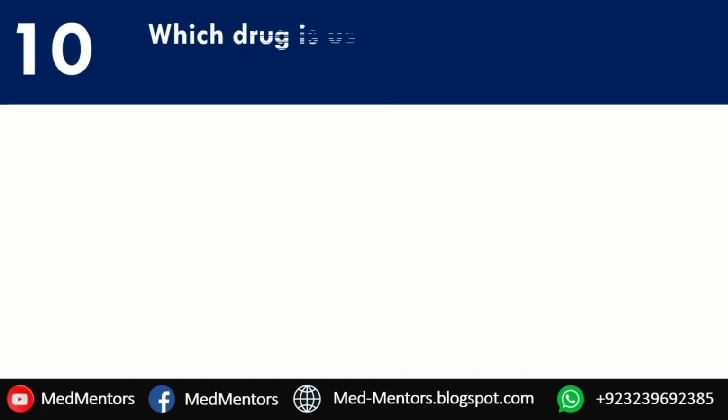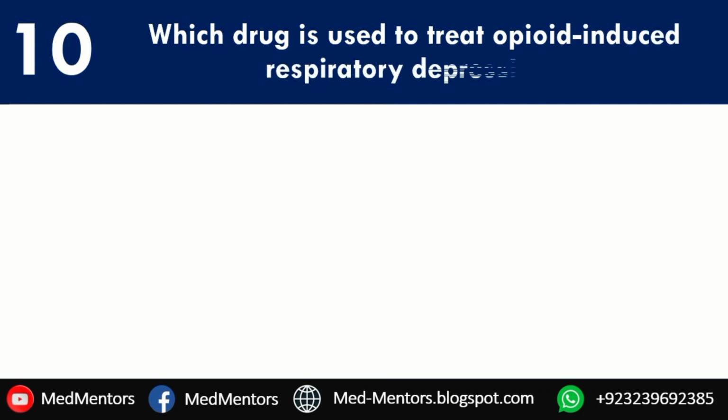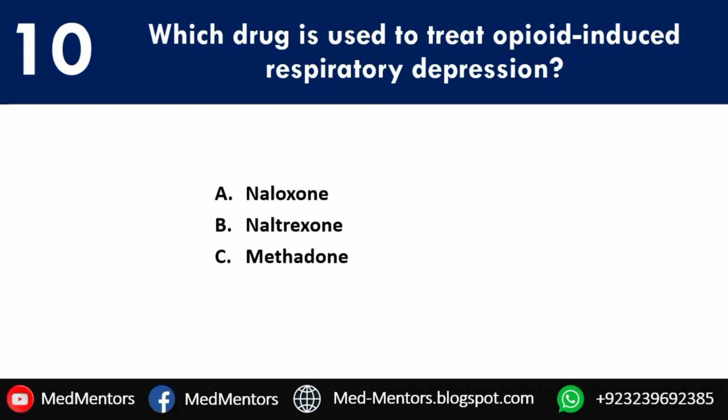Number 10. Which drug is used to treat opioid-induced respiratory depression? Option A. Naloxone. Option B. Naltrexone. Option C. Methadone. And option D. Flumazenil. The correct option is naloxone.